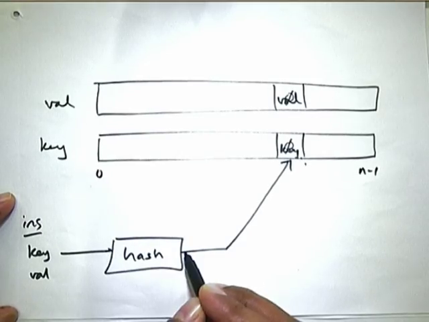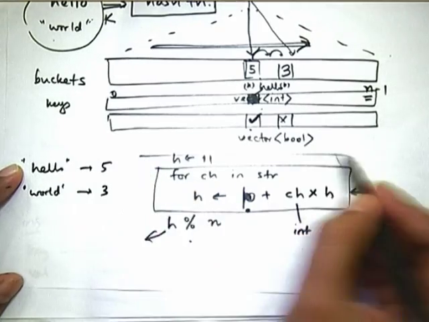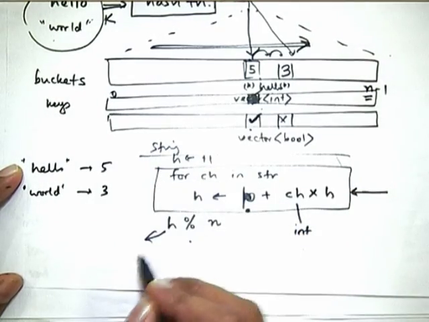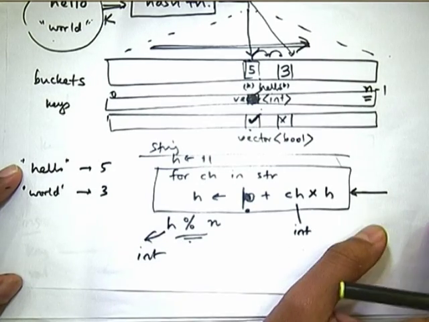That's the hash function. Remember, the hash function is a simple function which takes a string as input and outputs an integer between 0 and n minus 1.